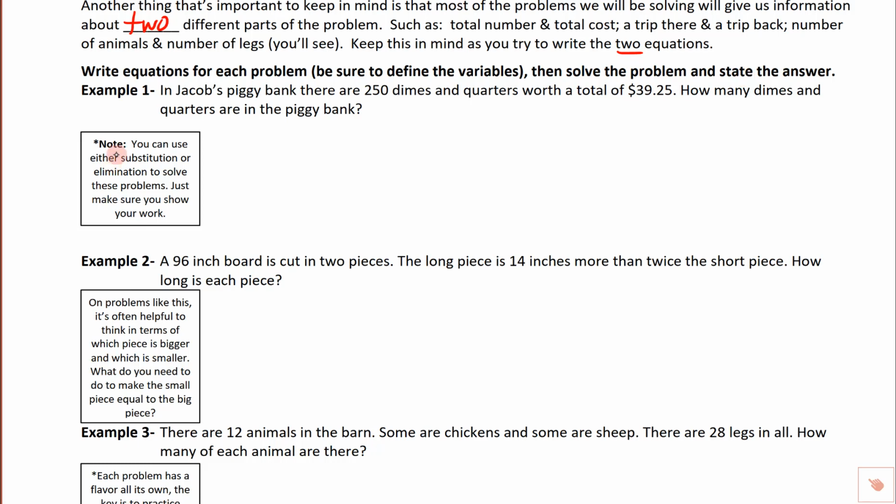Now, before I read that, let's just take a look at this note. We mentioned earlier there are several techniques that we have for solving systems of equations.